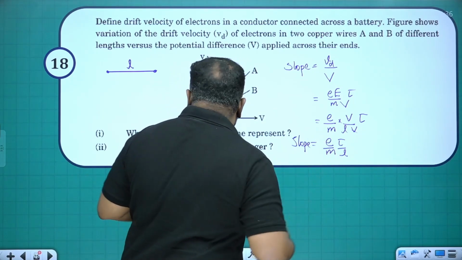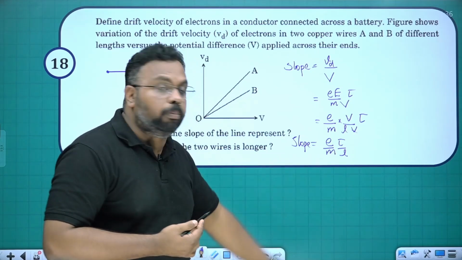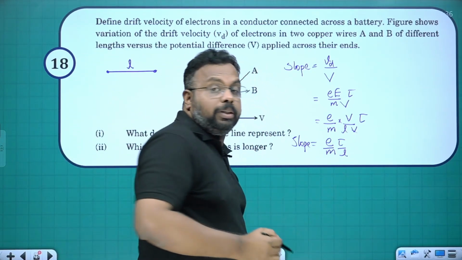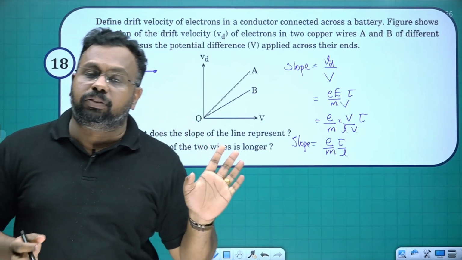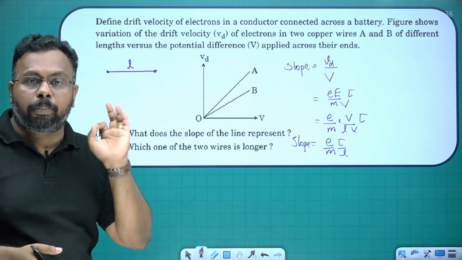First question is, what does the slope of the line represent? Slope represents e by m into tau by L. If you want, you can write e by m into tau is what? Mobility. Mobility per unit length of the wire. That's also correct. Or you can keep it like this. This is what the slope represents.